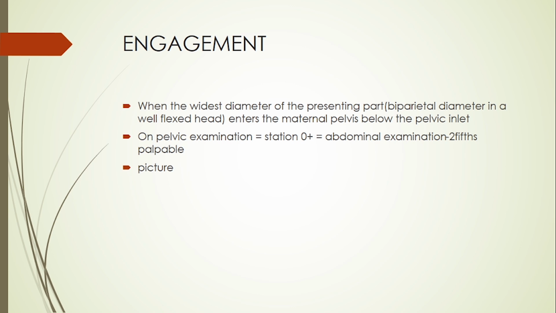When the widest diameter of that part has entered into the maternal pelvis below the pelvic inlet, and such a patient is examined, you will find on abdominal examination that 2/5 of the presenting part, which is the head here, will just be palpable per abdomen, while the other 3/5 has entered into the pelvis, meaning there will be no reversal back. Also, on pelvic examination, this will be felt at the level of the ischial spine, that's station 0. The next after that is the descent.